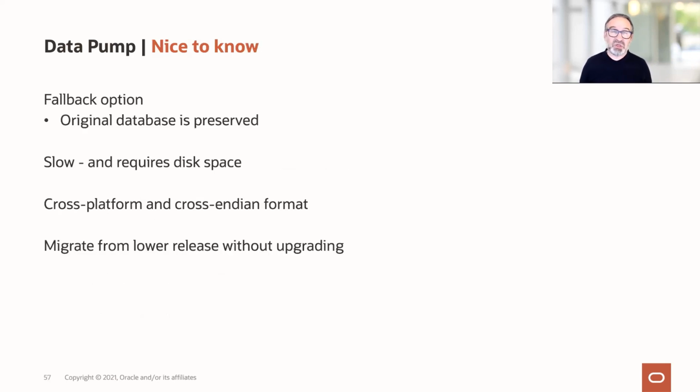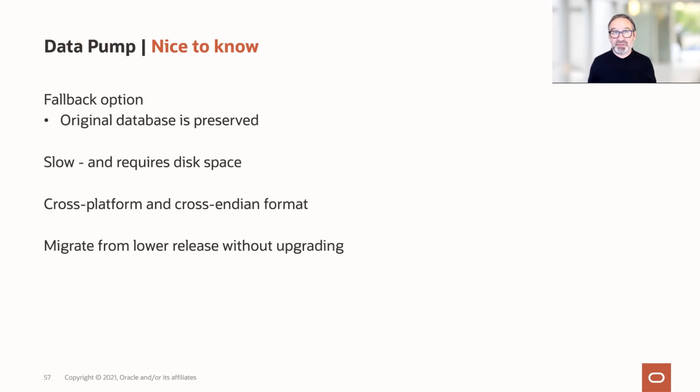And data pump is also a very well proven fallback option. So you can go backwards. The version parameter is your friend here, and you can go from higher to lower version, but only via the dump file, not via the network link. Network link works only same or higher version, but not to a lower version.